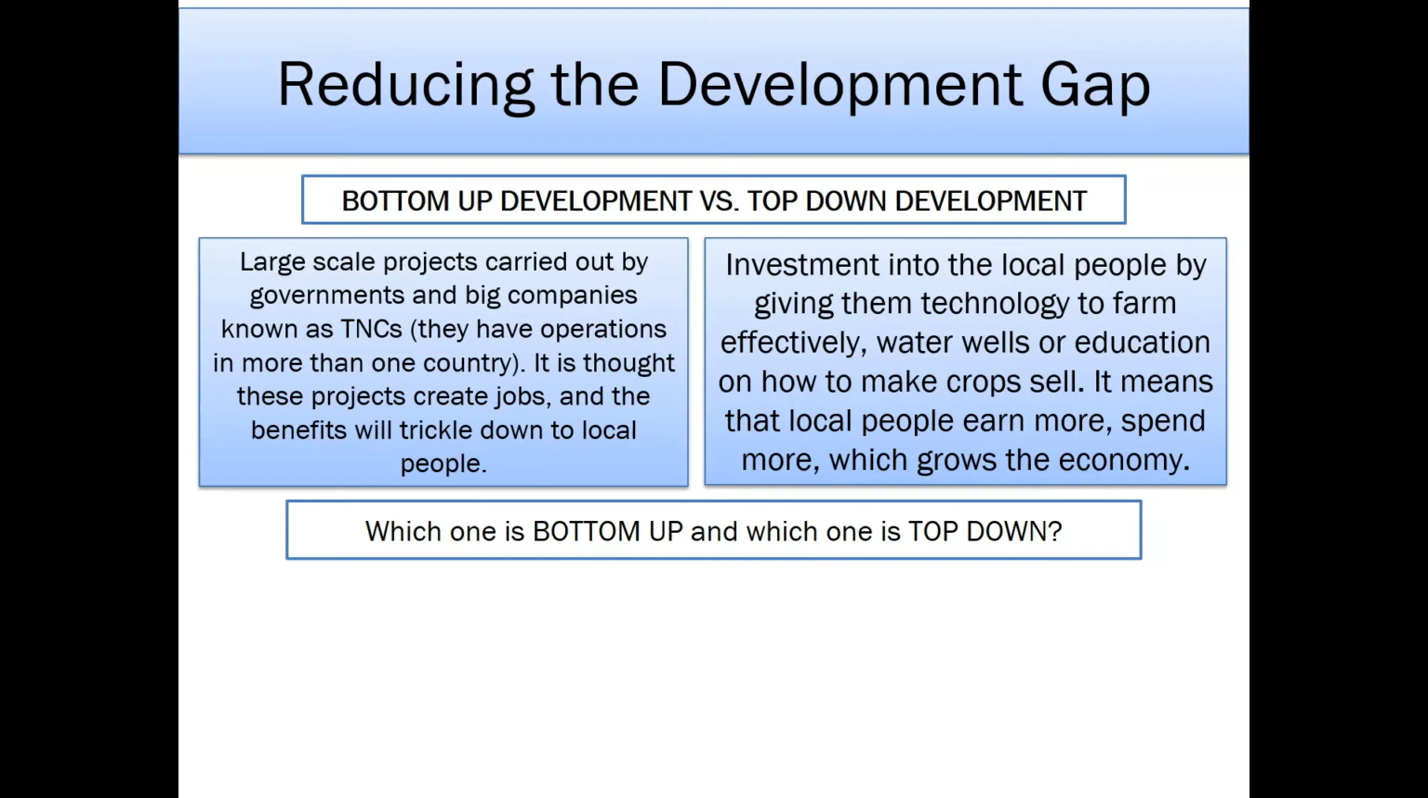So this brings us nicely onto our second learning objective, is looking at ways that we can reduce that gap in development. Now, before we do that, we need to look at the ways that we can reduce the gap in development. Now, you've got bottom-up development versus top-down development.